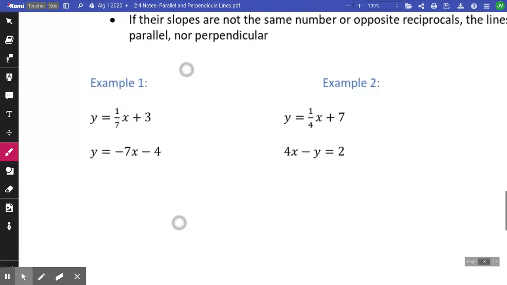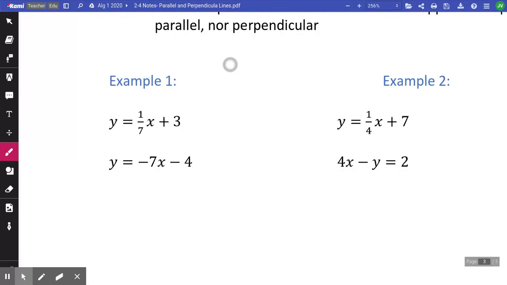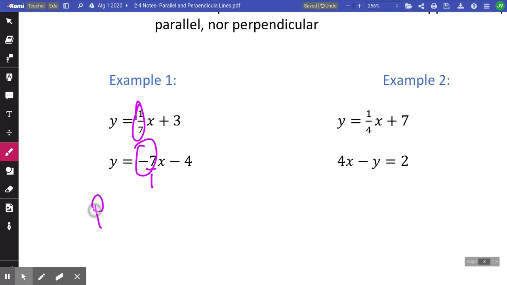In example 1, we don't have to do much work because they are both in the same form and I can easily see the slopes: 1/7 and negative 7. You can see negative 7 as negative 7 over 1, so 1/7 and negative 7 over 1 are opposite reciprocals. So yes, these two lines are perpendicular.